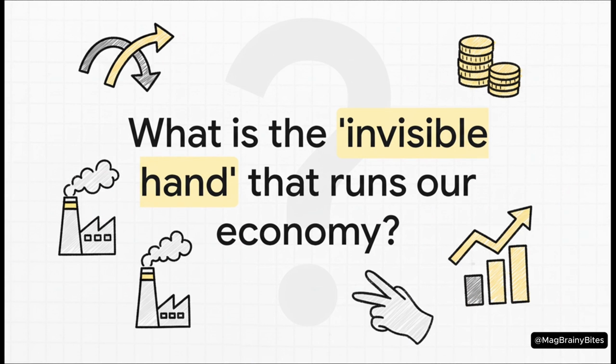Have you ever really stopped to think about what sets the price for, well, everything? Economists have this famous, kind of mysterious term for it, the invisible hand. So what on earth is this thing, and how does it work?